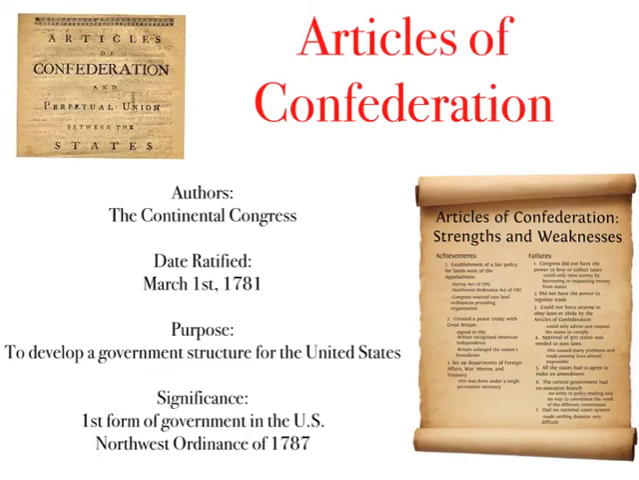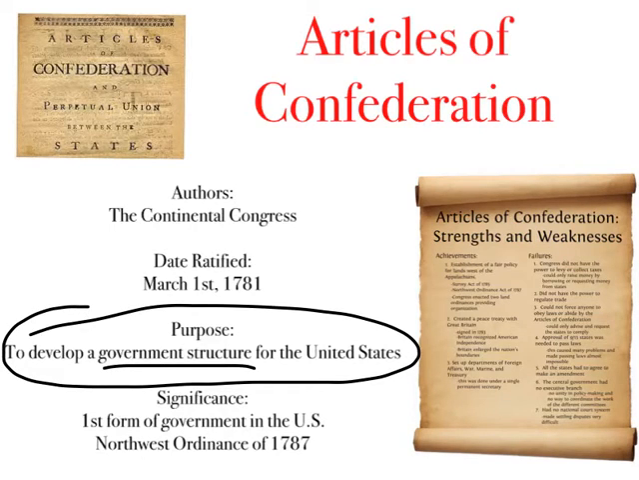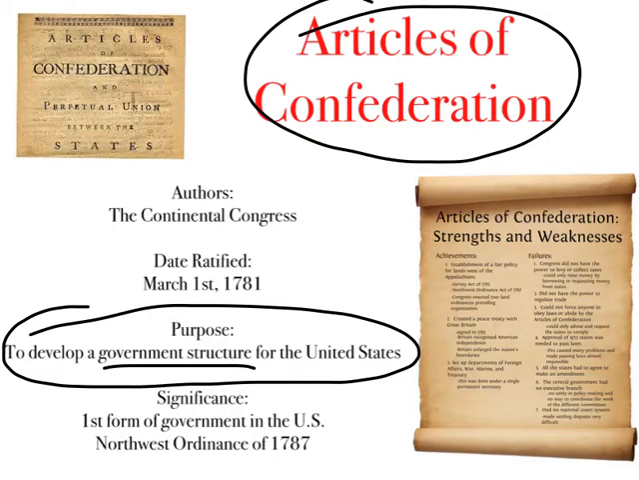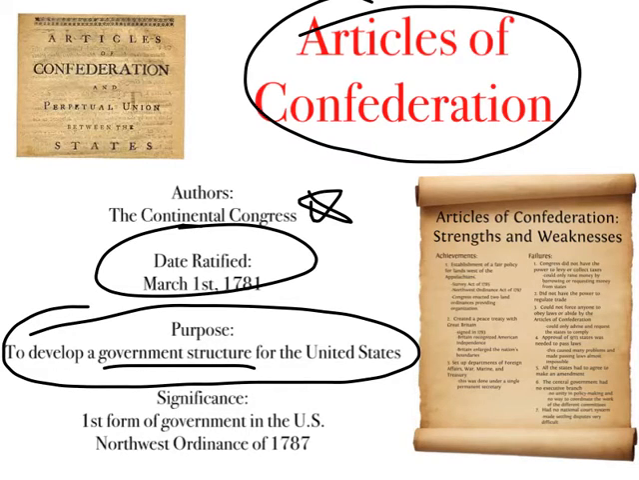So we've declared our independence, we fought a war, and we won. Now what? Well, the first step is we need to develop a government structure for the United States. We need to figure out what our government is going to look like. And that was the purpose of the Articles of Confederation. The authors were the Continental Congress, and the date it was ratified was March 1st, 1781.